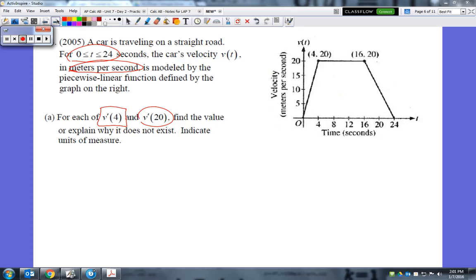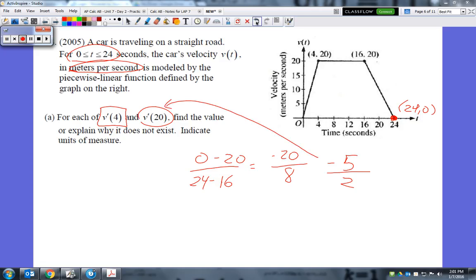It's weird, huh? You guys are trying to figure it out. Look, look, look. Go straight to what you learned long, long ago. So this point is (24, 0). Ready? y2 minus y1 over x2 minus x1. Negative 5 halves. Negative 2.5. The acceleration is negative 2.5, or negative 5 halves, what? Meters per second squared. Because right here 20 is within the interval, not on a cusp.